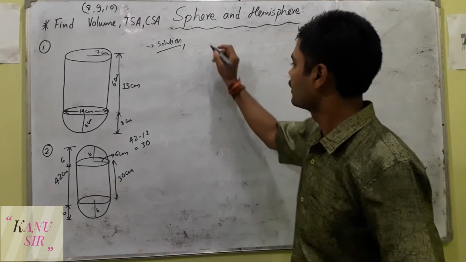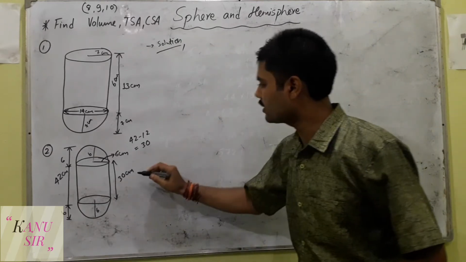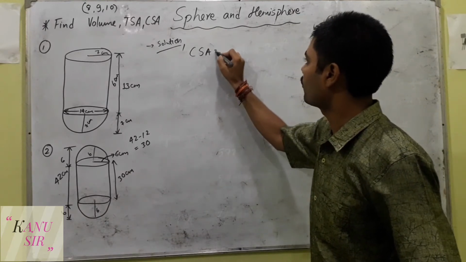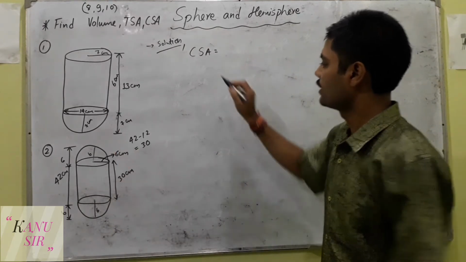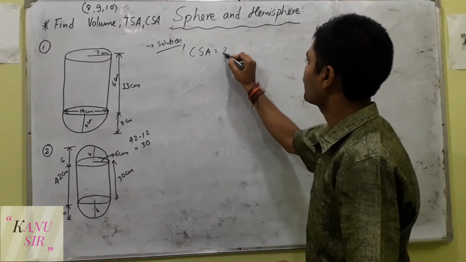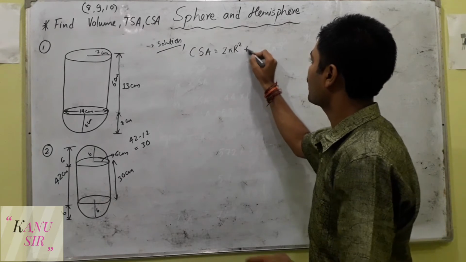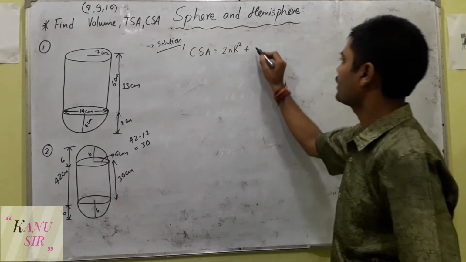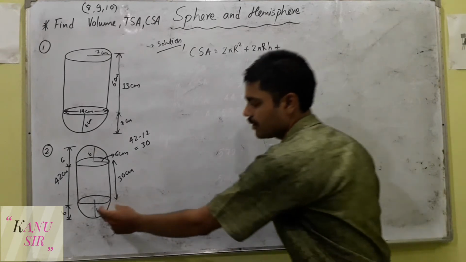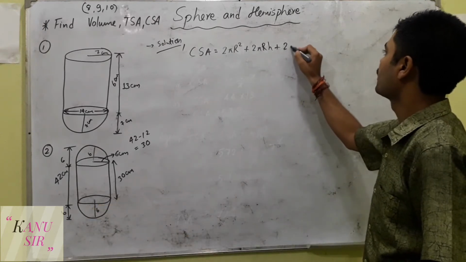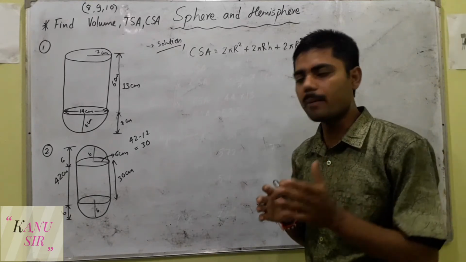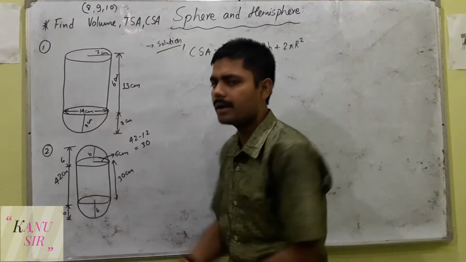Okay, then now let's write the formulas first. CSA of whole object is the CSA of first hemisphere, that is 2 pi r square. CSA of a cylinder, that is 2 pi r h, and the CSA of second hemisphere is again 2 pi r square.